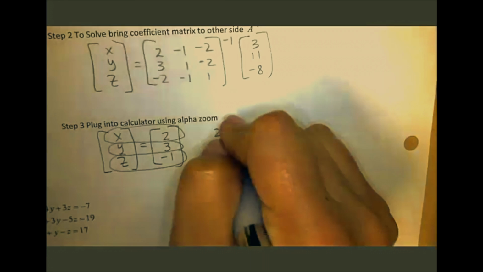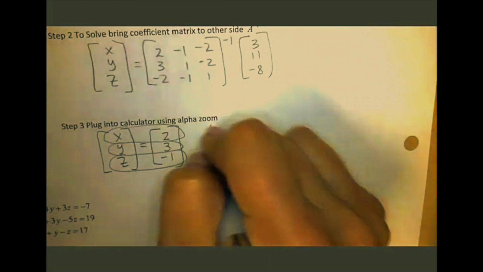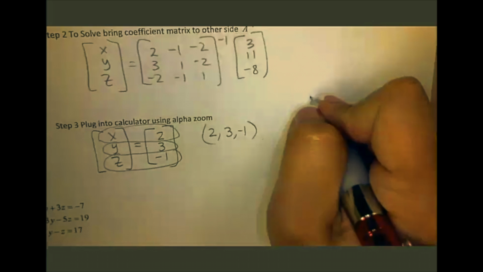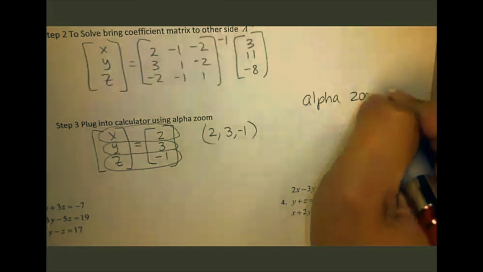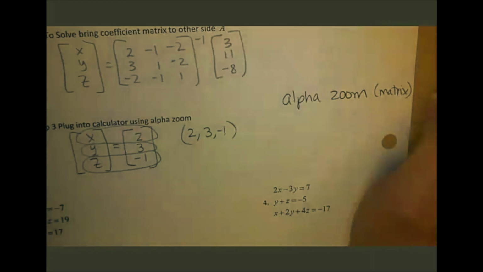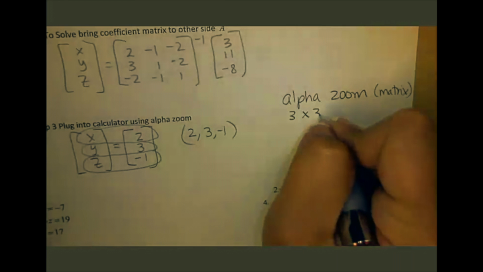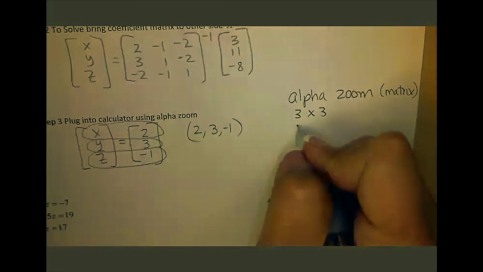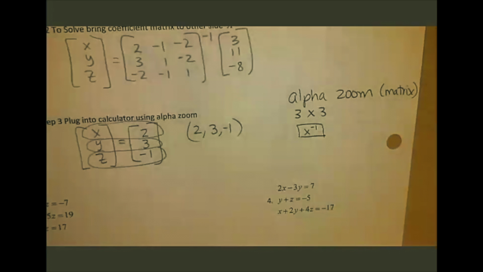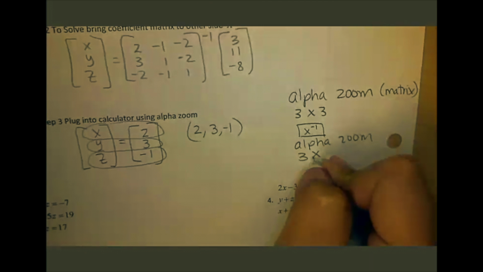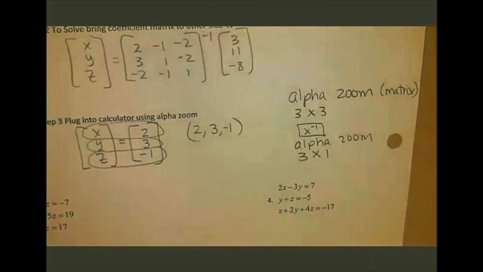So if we wrote that as an ordered pair, it would look like this: x, y, and z. All right, I'll just go ahead and write that down. That is alpha zoom for the matrix menu. Then you're going to enter your 3 by 3. You can do this with the 2 variable systems as well. You would just do a 2 by 2 in that case. And then you use the button, the x to the -1, and then you do the alpha zoom again for the 3 by 1. And that solves the whole thing for you. It's a lot less work than actually doing it algebraically.